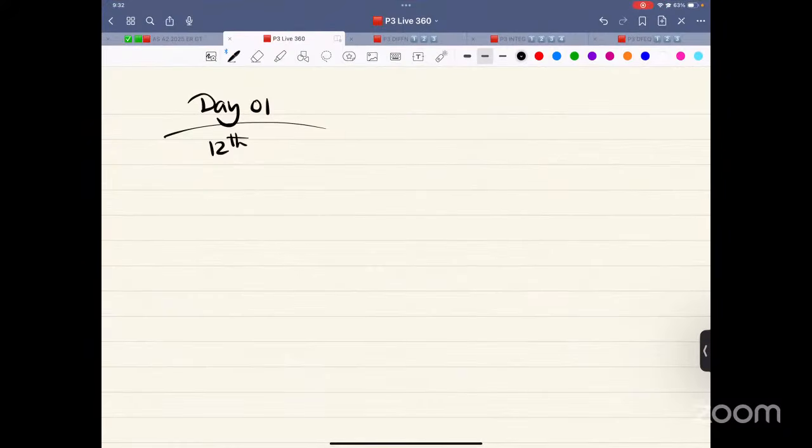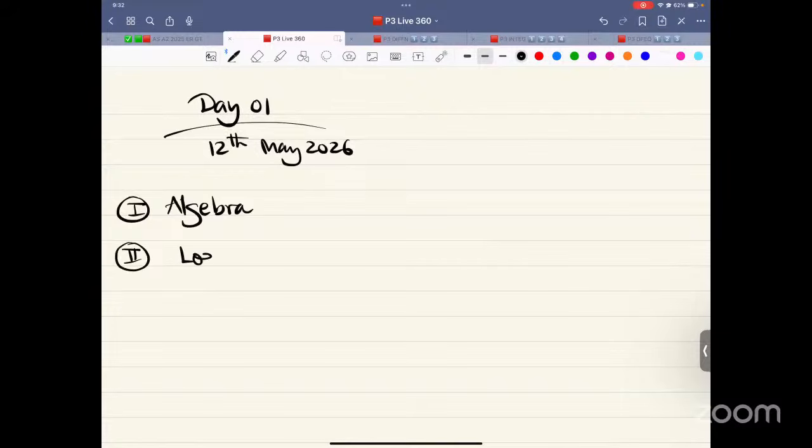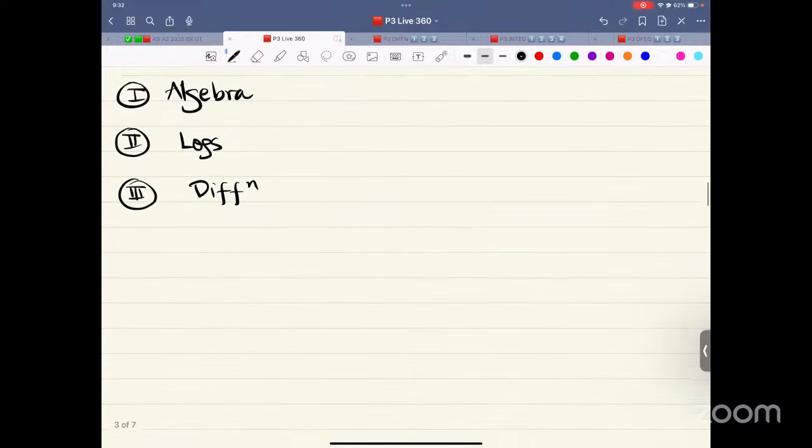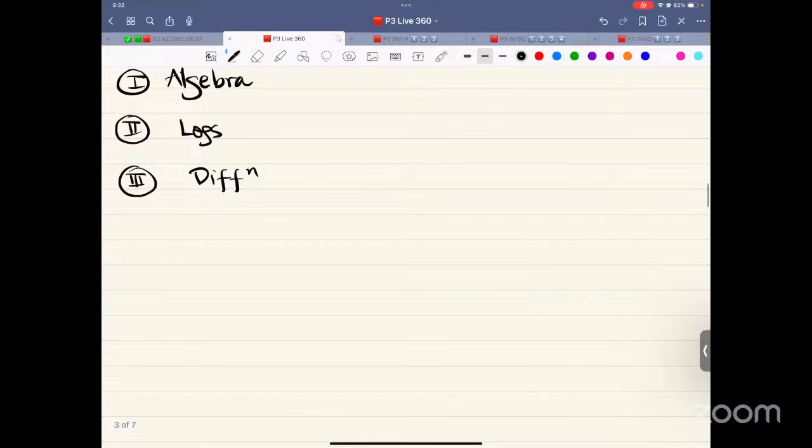So now in day one, which is 12th of May 2026, we talked about algebra. Yes, I skipped binomial. We talked about logs. We talked about differentiation. I skipped trigonometry. I mean, a little bit is there already in differentiation. Now let me focus on integration. Let me focus on differential equations.